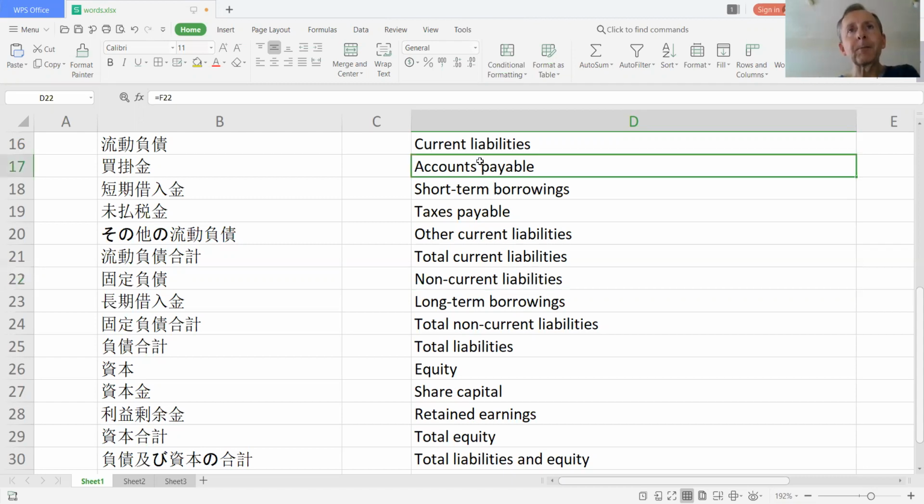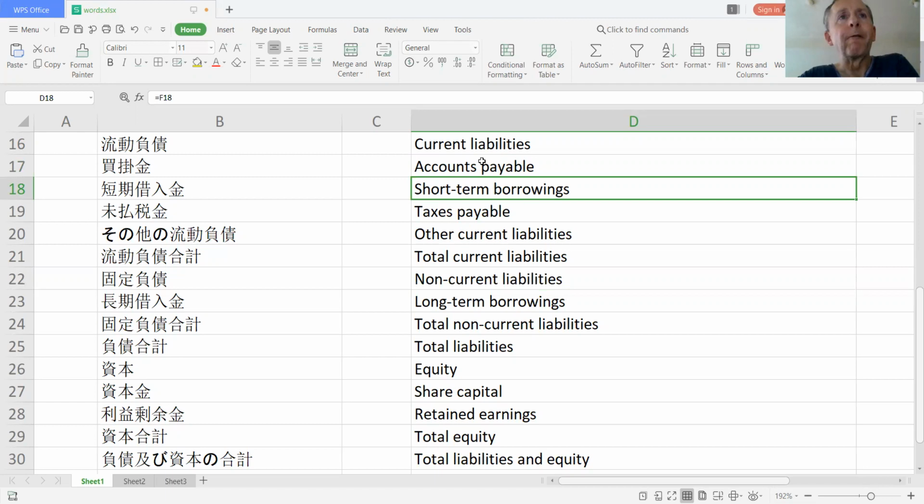Let's take our first current liability, which is accounts payable. So what are accounts payable? Accounts payable are where a business has received goods or services on credit and has not yet paid for them. Now, as another example of current liabilities, we have short-term borrowings, perhaps bank loans, for example.